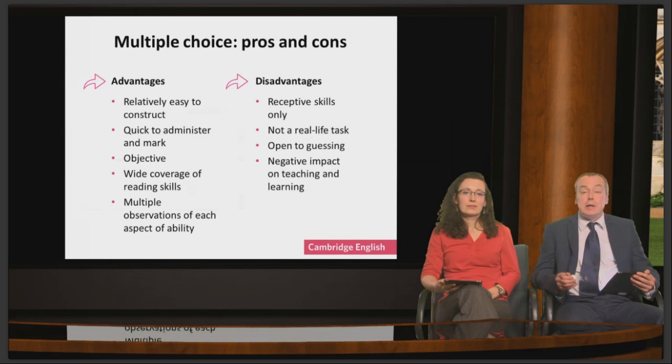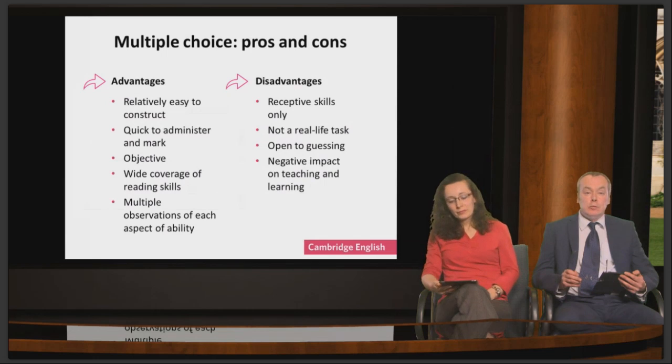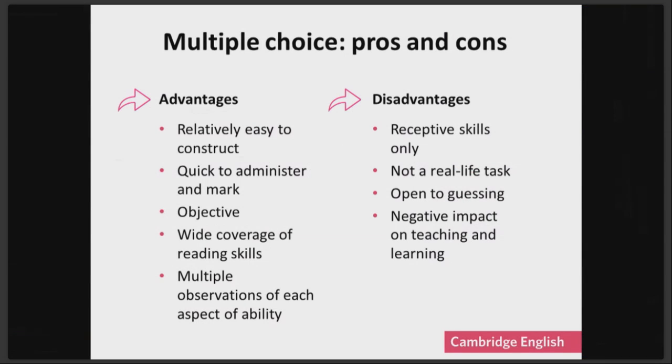Now let's look at the advantages and disadvantages of a few task types. We'll start with multiple choice questions. If you'd like to look at an example of this, there are two on your handout. Which task type is this? Take a look at Participants Activity number 6. Multiple choice questions are frequently used in tests of reading comprehension around the world. They're easy to administer and mark.